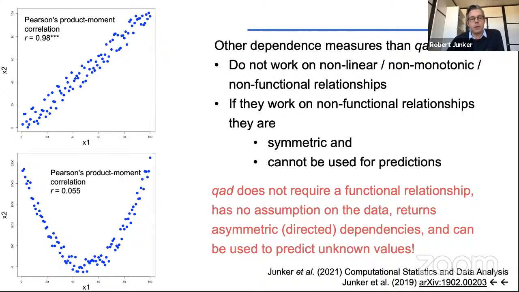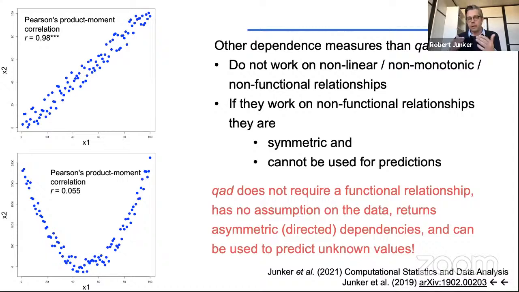So here we provide the option to predict values. When we know, let's say, X, we can predict Y, and we propose a different way of predicting variables. I will go into details on that later. So QAD does not require a functional relationship. It has no assumptions on the data, so you don't have to care whether it's normally distributed or whatever. It returns asymmetric or directed dependencies, and it can be used to predict unknown values.